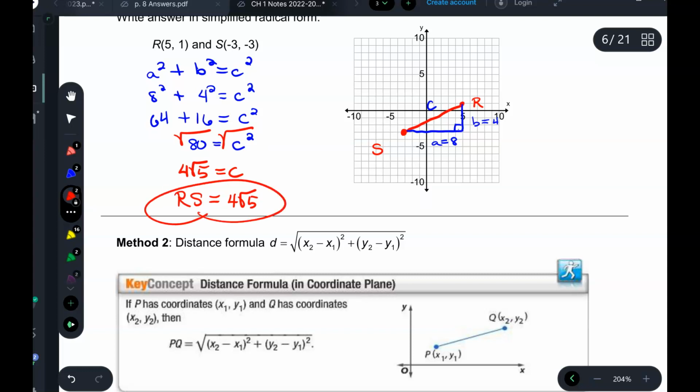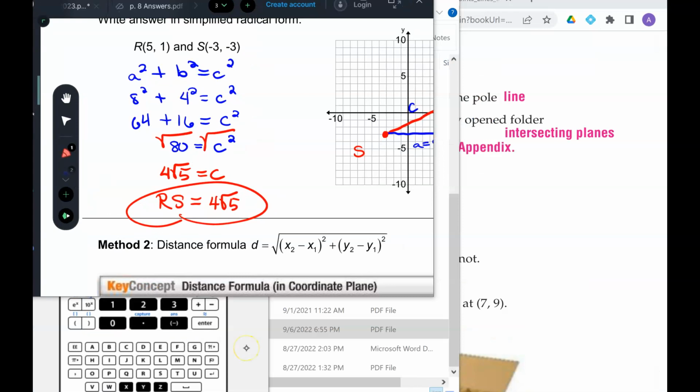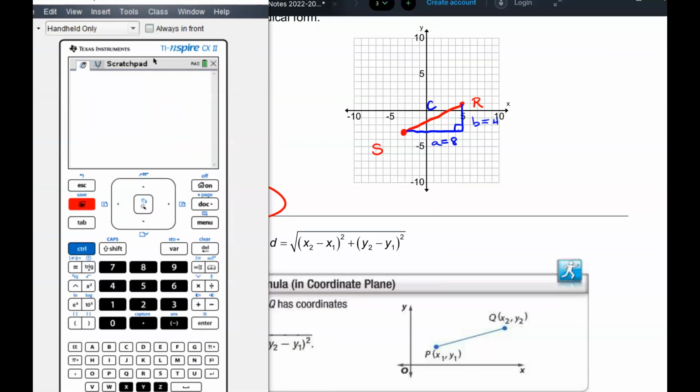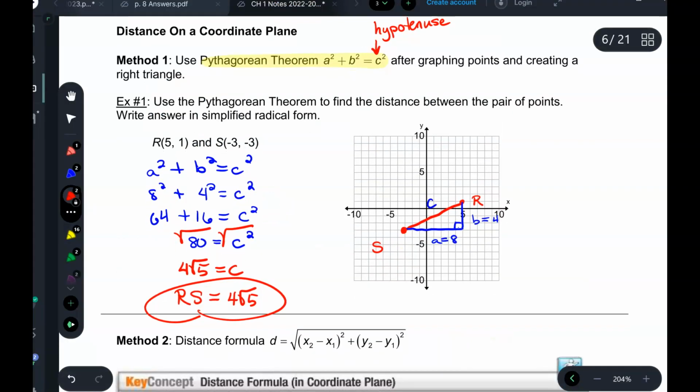So I will show you. Can we just leave it on your calculator? Is that a virtual calculator? What is RS? That's the length of the segment RS, right? So I didn't put anything above it. So I put RS equals 4 root 5.